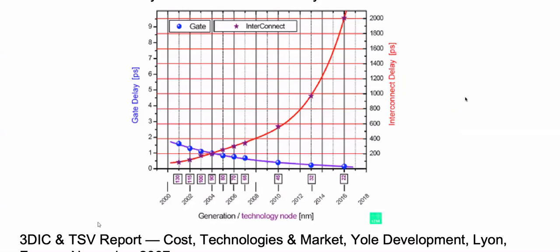So I will skip this slide. In the back end, we talk about gate delay. If you talk about gate delay in the back end, the red line is the interconnect delay in picoseconds, and the blue line is the gate delay. And you can see that already around 2004, the red line, which is the interconnect delay, became a big problem. I took it from the 2007 report. So the main limit for speed today is the interconnect.